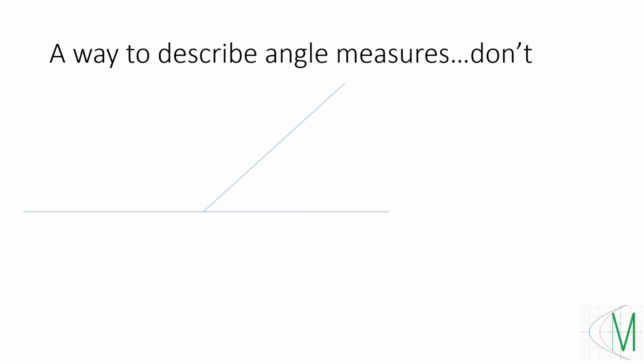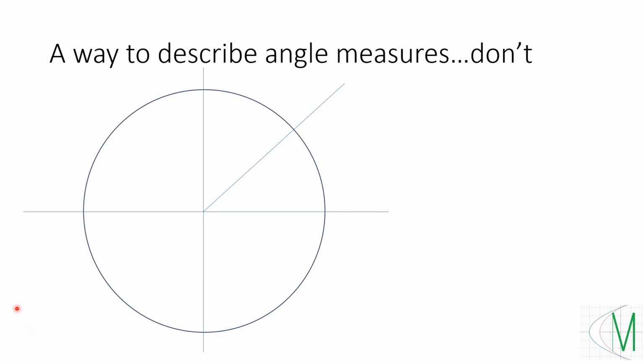So to do that, I'm going to put this on a coordinate plane. That means the first line that was on the screen, this horizontal line here, is going to be my x-axis. So I've got to put in a y-axis, so I have a line going vertically. And I'm going to put a circle around that.